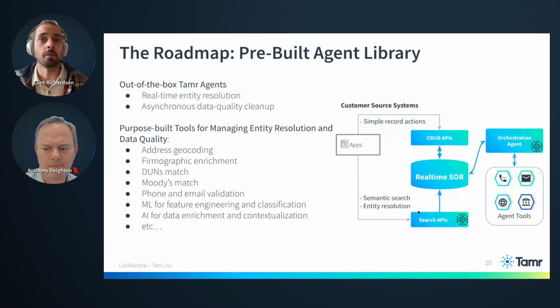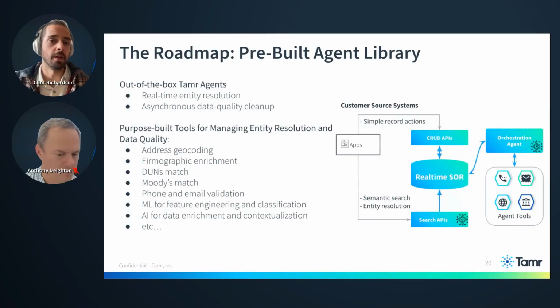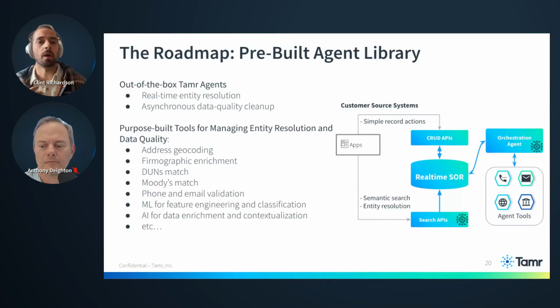As Anthony showed earlier, we also have, at the front door, these synchronous agents that are keeping your data clean and suggesting duplicates as you're using the system. So we have these ways of tying in agents here. Our roadmap is oriented around those two things, real-time entity resolution and asynchronous data quality. And it'll leverage a set of tools that exist today and that will continue to grow around how to fill in the gaps in your data tailored to your business problem.